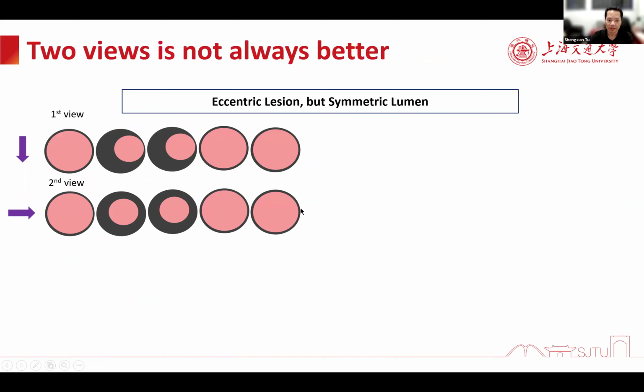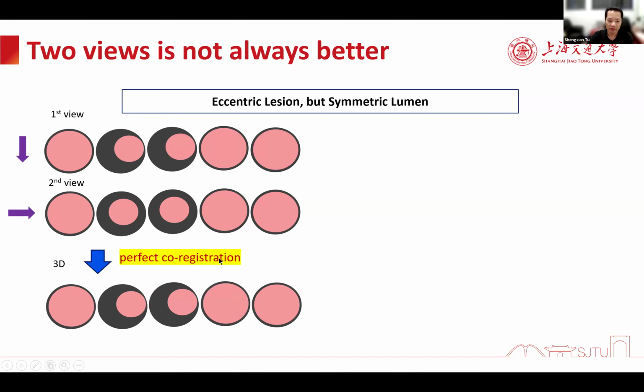issue here. So many of the lesions, you have an eccentric lesion, but the lumen can be symmetric. For example, in this case, you see the lesion grows at one side, but the lumen is symmetric. So an eccentric lesion does not mean the lumen is asymmetric. So in this case, you see that if you take this projection, this lumen is circular, so you have a round shape, and you take this projection, the lumen is still round, it's a circle.